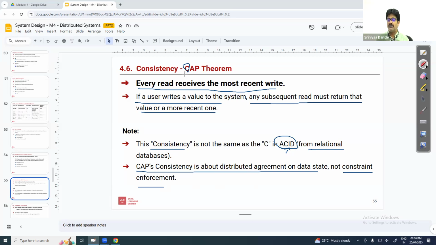Okay. Now back to the C in the CAP. C in the CAP is about a distributed agreement on the data state. When you try to read, you get either the latest updated data or stale data. Simple. If you are getting the latest data, then it is a consistent system. If you are getting stale data, then it is inconsistent, not a consistent system. So consistency is clear in the CAP theorem.